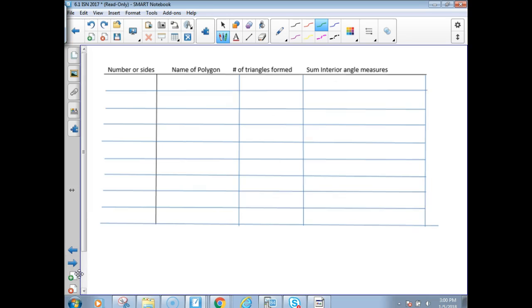Okay, next. Here's this chart. We've already done a lot of this, so I'm going to go pretty fast through this, okay? This is what I developed with you instead of us just filling this in and me telling you the answers. All right, the smallest number of sides a polygon can have and be a polygon is, okay, and it's called a triangle. And the number of triangles formed is 1. And the sum of the interior angle measures we already learned is 180.